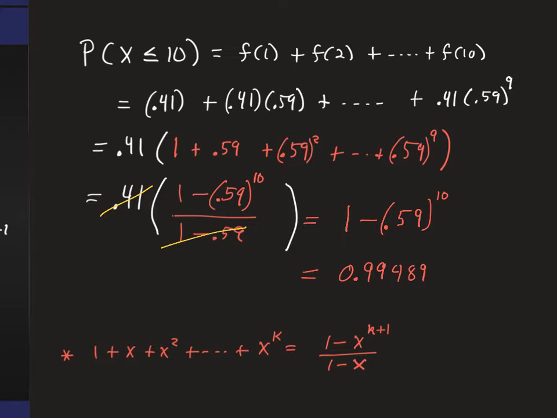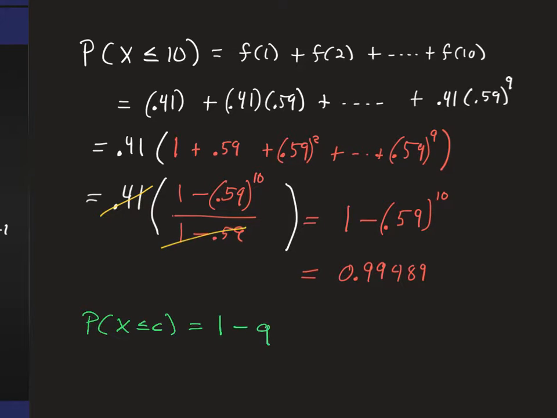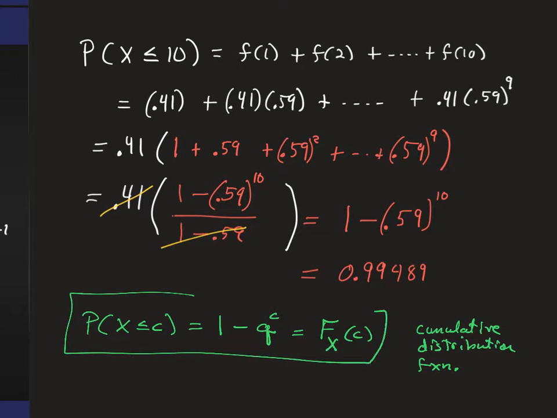Now, using this geometric series approach, one can actually show a general formula that says, if you have the probability that x is less than or equal to c, this is the same as 1 minus q, our probability of failure, to the c power. And you should recognize this as the cumulative distribution function for the geometric random variable. Okay? And this is a very helpful formula to know because it shortcuts a lot of your computations if you can use this properly.